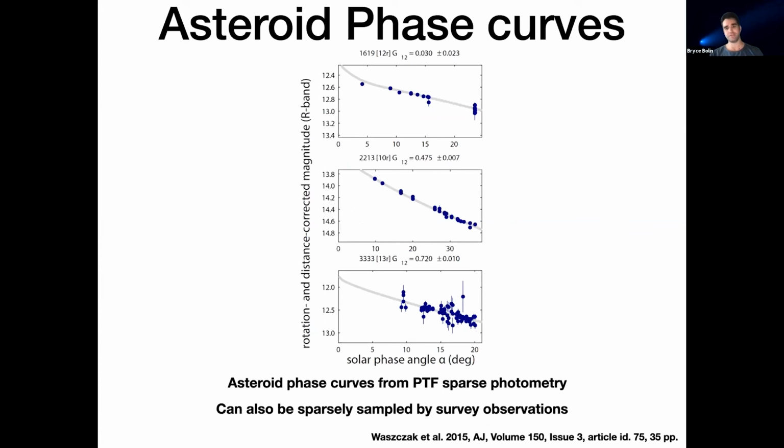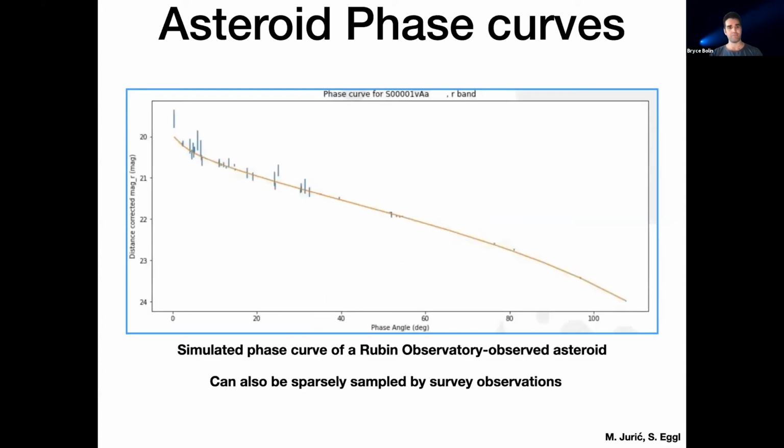However, in surveys, such as in the case of Rubin Observatory's LSST, you will have sparse coverage. You will have basically serendipitous coverage, where you will be observing asteroids sparsely along their phase curve, along their phase angle. This is a simulated example of that for a given asteroid, made by Mario Jurić and Siegfried Eggl. That's what a typical phase curve will look like in LSST times for a given asteroid.